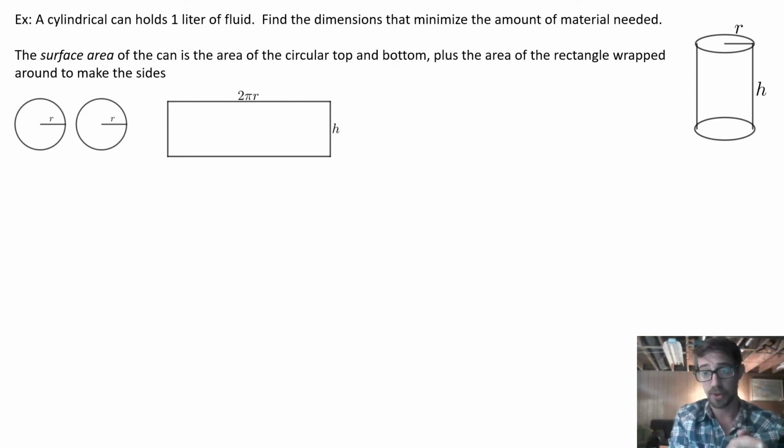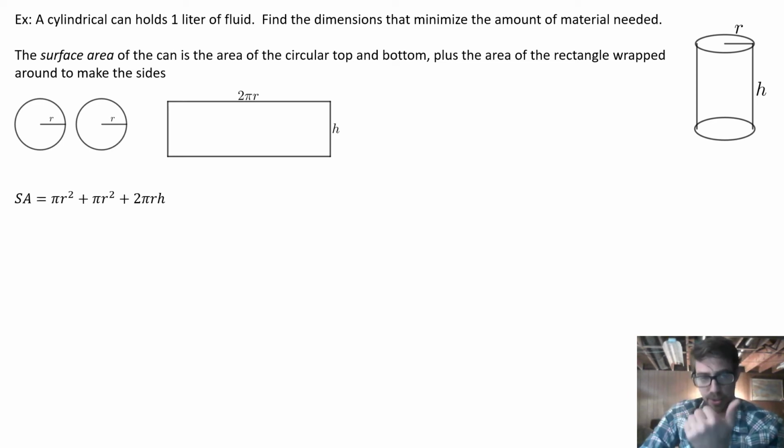So the total surface area we need is the area of that circle plus the area of that circle, which is the same, plus the area of that rectangle. Area of a circle is pi r squared, so it's pi r squared plus 2 pi r times h. The area of that rectangle is just length times height, essentially, well, width times height, so it's just h times 2 pi r. So we can just combine those first 2 terms, and that simplifies to that.